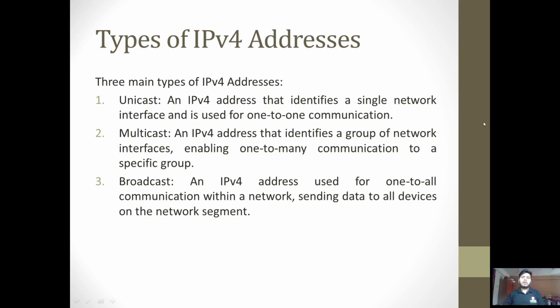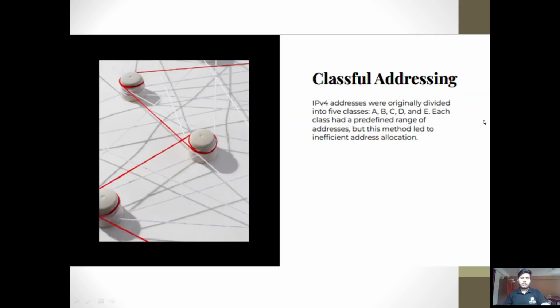Then we have classful addressing. It is an addressing where the IPv4 addresses are divided into 5 classes: class A, class B, class C, class D, class E. These classes are determined by the size of the network portion and the host portion of the address. However, this system led to inefficient address allocation and was replaced by CIDR.